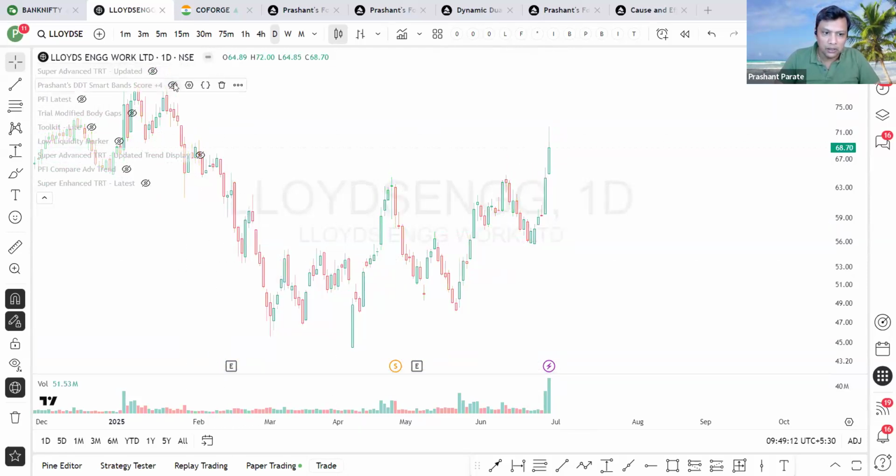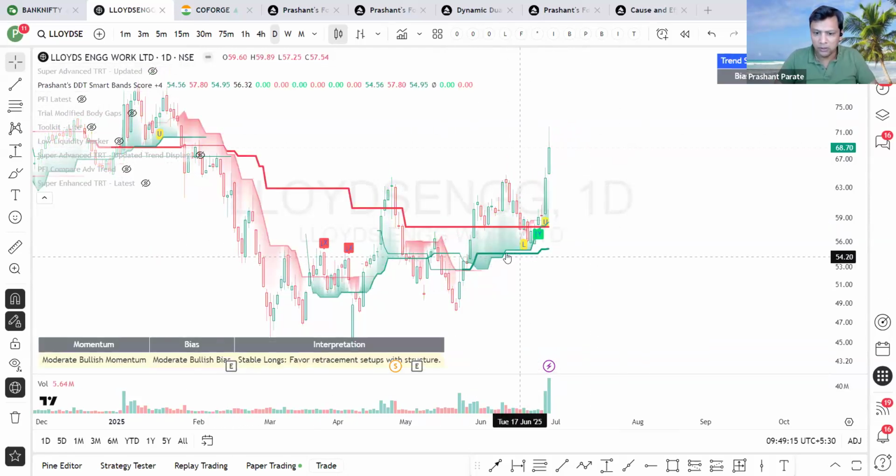Therefore, DDT smart bands was developed so that we have an additional level. When we have more conviction in the trade, we can keep on holding. So this gives us an additional level where we can use our stop losses, and price did not go below this, and then it reversed. You can see this is the DDT smart bands score. This is the score on the right side top. Can you see this?